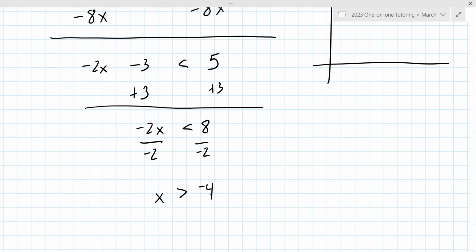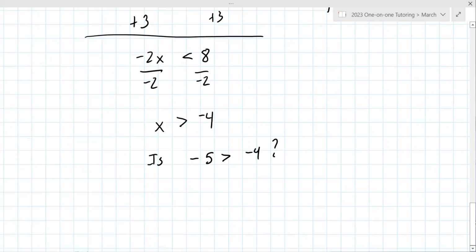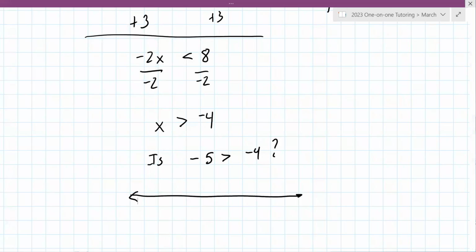Okay, now new question for you. Is negative 5 greater than negative 4? And if you're not sure, you really want to confirm your answer, it's always good to draw a number line there. No. So this is false, yeah. So negative 4 is here, negative 5 is here. Negative 5 is actually less than negative 4.